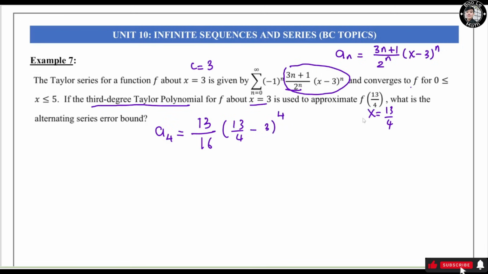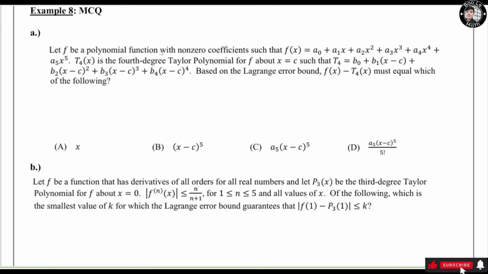Now the alternating series error bound can be the absolute value of R3 of S, right? S equals 13 over 4, less than or equal to the next term, right? Which means less than or equal to 13 over 16 times 13 over 4 minus 3 raised to the 4, and that's the answer, right? Now let's move on to example number 8.